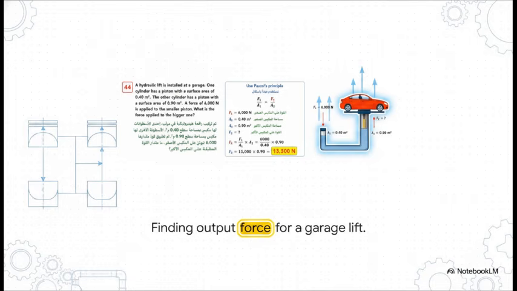Just set up the ratio. 6,000 over 0.40 equals our unknown output force over 0.90. Solve that and look at the result. Our relatively small 6,000 Newton push is magically transformed into a massive 13,500 Newton force. That is definitely enough to lift a car.